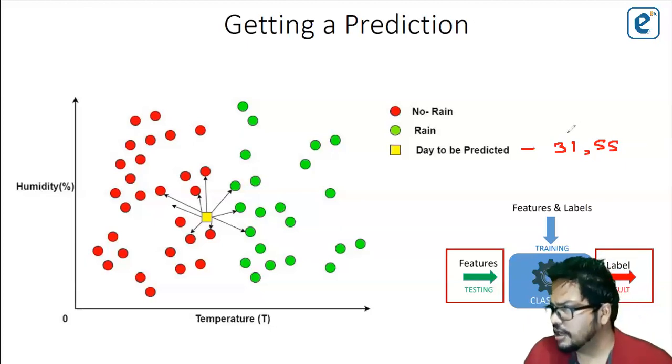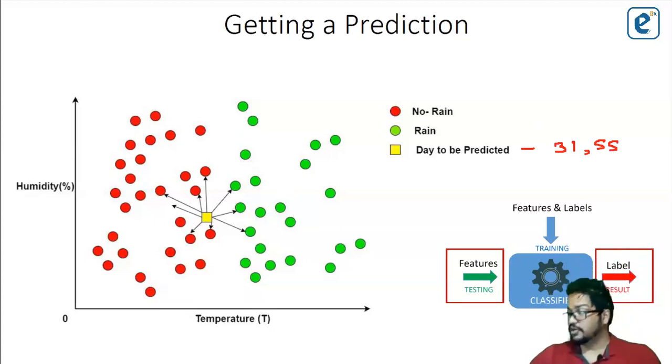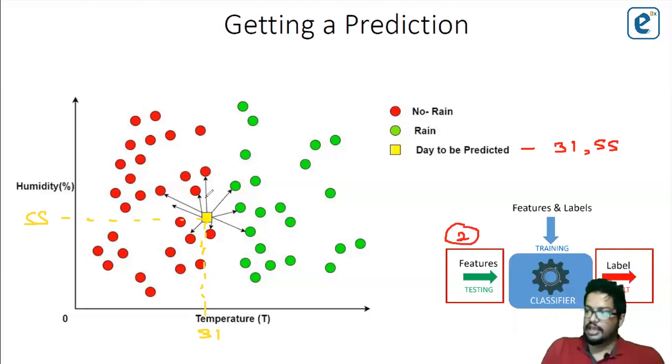Okay. Now we are in the training part. So the testing part, we are going to get a prediction. That is the second part we are in now. We get the day to be predicted today, and I'm going to place it in the same graph. Let's say temperature is 31 and humidity is 55. So this yellow color point is to be predicted. That means we have to predict whether it's going to rain today or not.